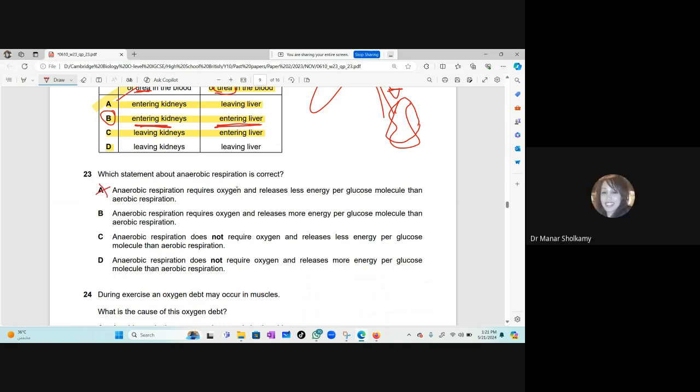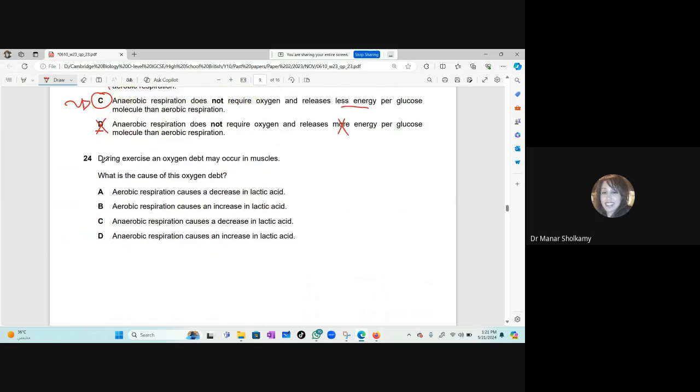Anaerobic respiration also requires oxygen. I will not continue. I will not waste my time. C. Anaerobic respiration does not require oxygen, yes, and releases less energy per glucose. Yes, it's C. Okay, I just want to make sure that D is wrong. Anaerobic respiration does not require oxygen and releases more energy. No. So the answer is definitely C. 24.